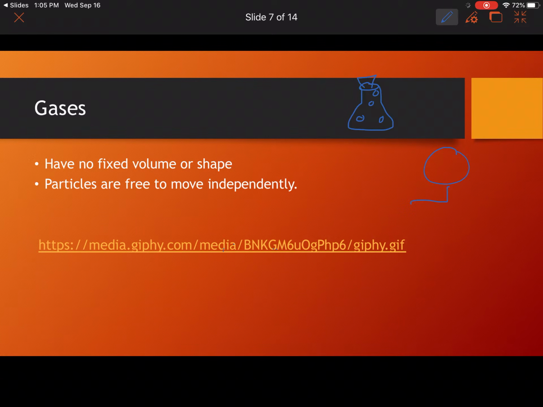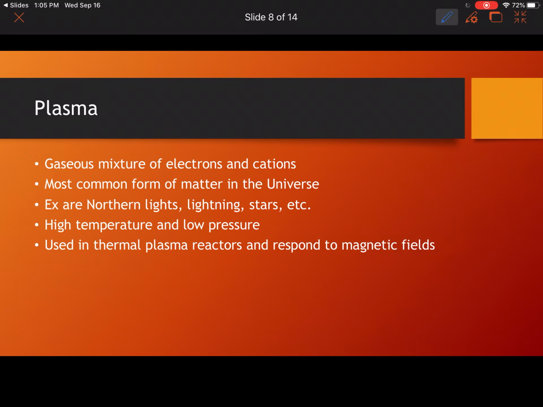Here's the person. This is you. And take your hands, take your arms up. And these are hands. And shake them around. This is jazz hands. Okay, so gases. These particles are free to move. They have lots of energy, lots of movement, okay? Those are our gases. Now, plasma.